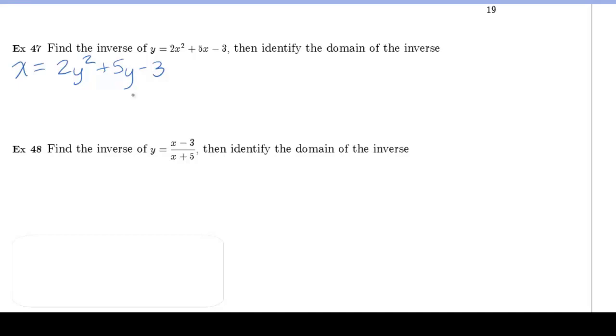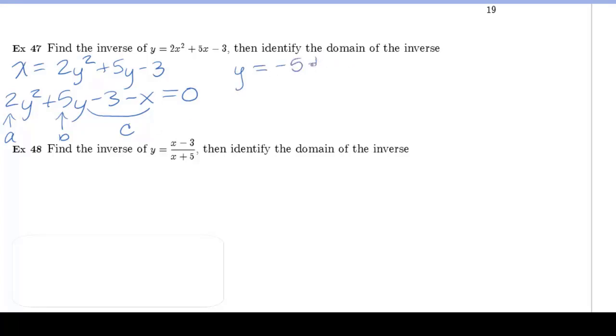In this case, we're actually going to want to go back to the quadratic formula, and we want to set this equal to 0 in order to use that properly. So we're going to end up with 2y squared plus 5y minus 3 minus x equals 0. And in this case, our a is 2, our b is 5, and minus 3 minus x is c. So if we go over here to the quadratic formula, we have that y is equal to, this time, because that's our variable that we're concerned with, negative b, so negative 5 plus or minus the square root of 5 squared minus 4, a is 2, and c is this lovely negative 3 minus x, all divided by 2, in this case, a is 2.